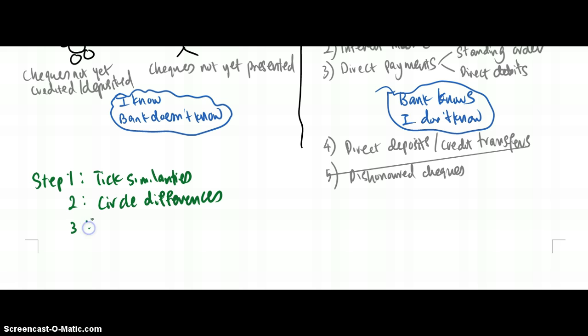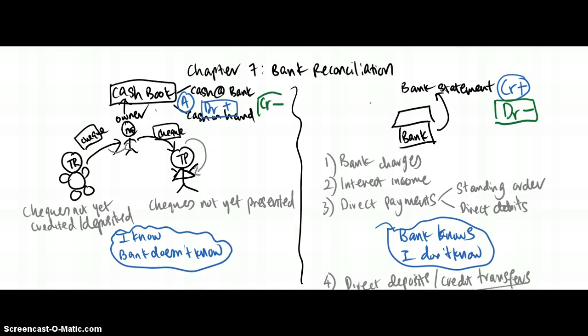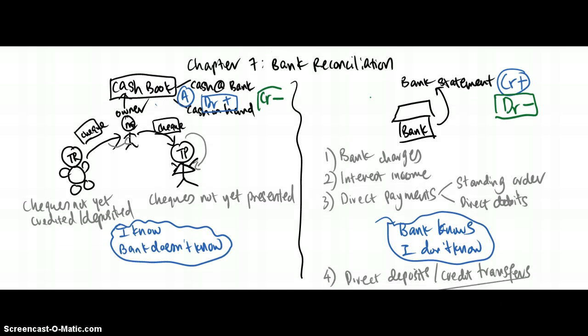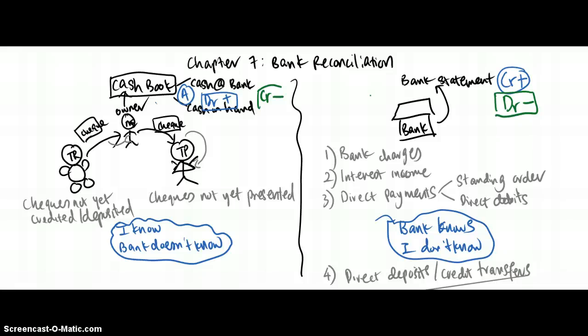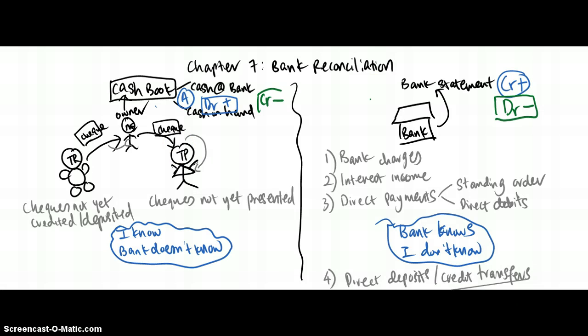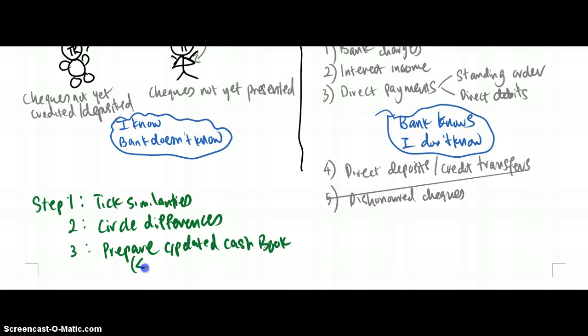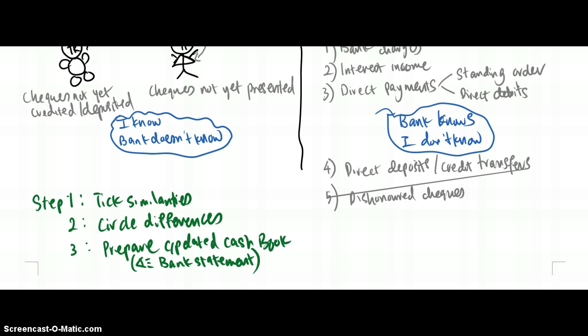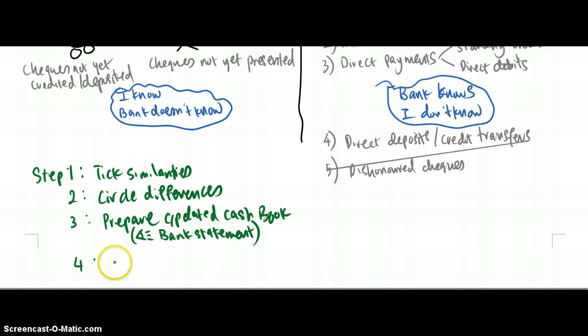Now, number 3, we have to prepare the updated cash book. What do you look at when you want to prepare the updated cash book? Of course, you have to look at the bank statement. What is in the cash book is already written in your cash book, so you don't have to update your cash book using what is in it. You have to look at the bank statement, at the circled differences.